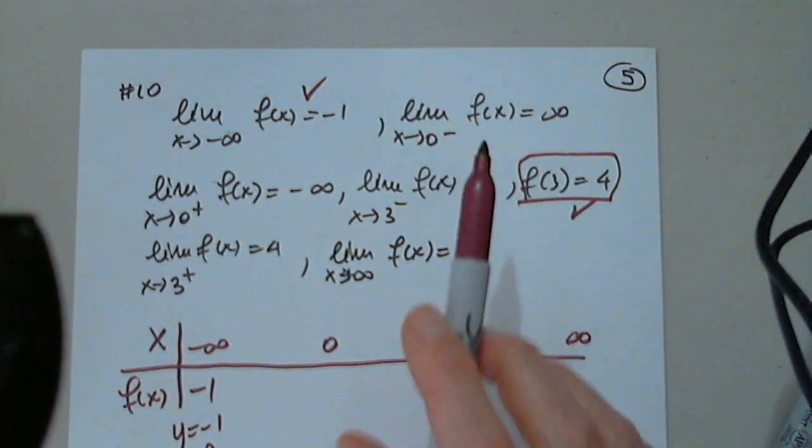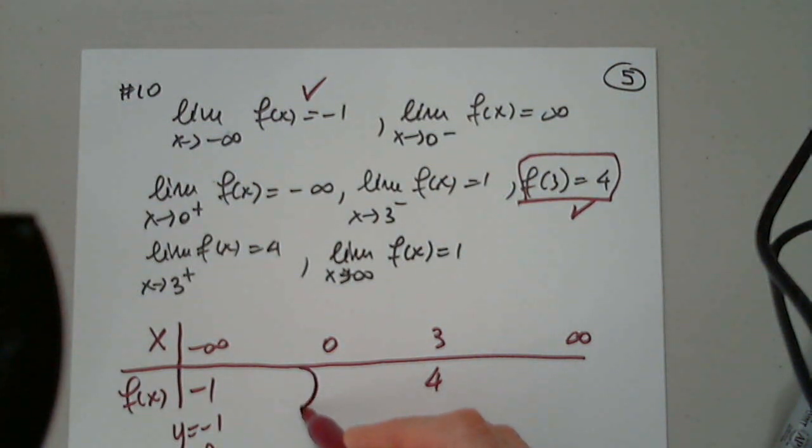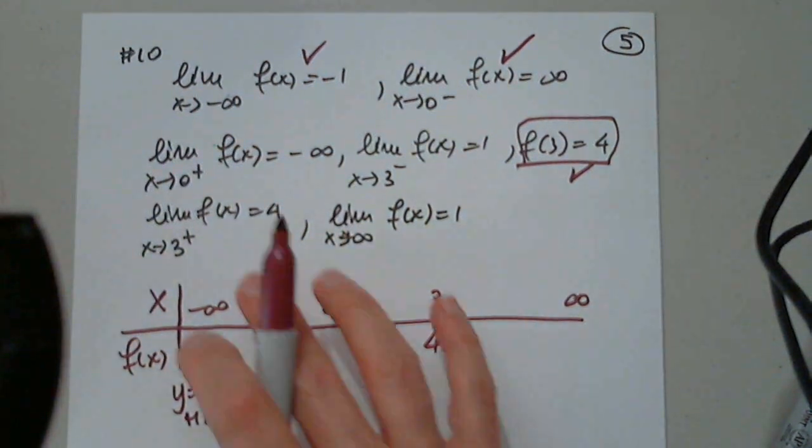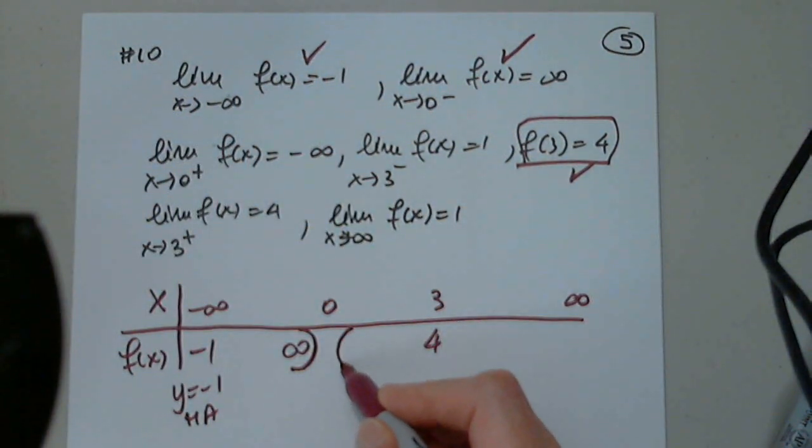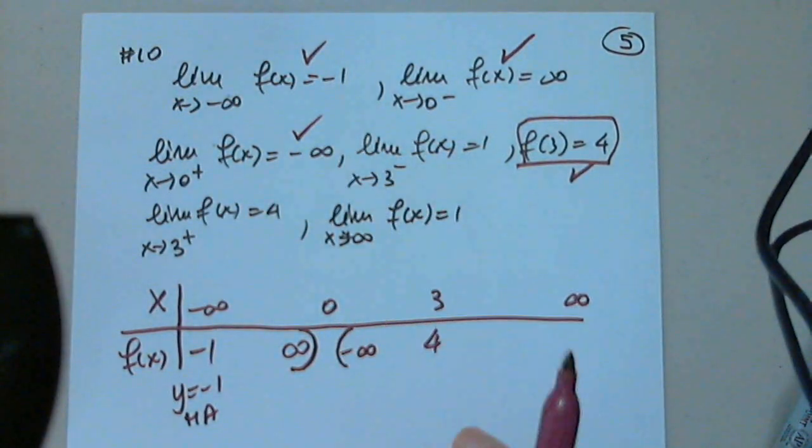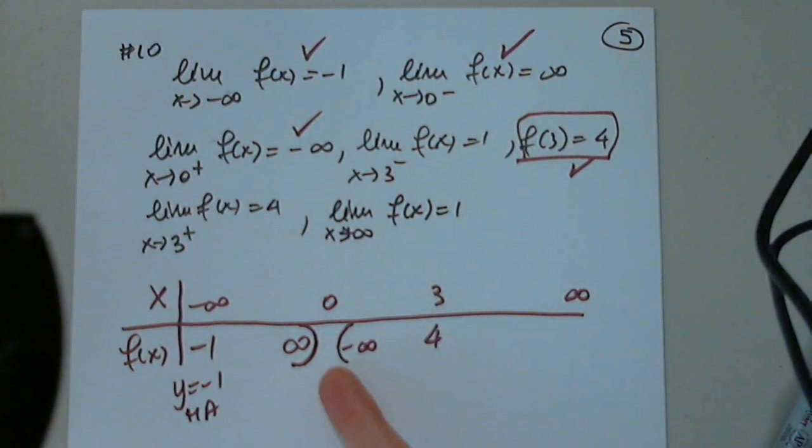0 from the left, infinity. Okay, done. 0 from the right, negative infinity. Done. I leave it open because they are not giving me a function value at 0.